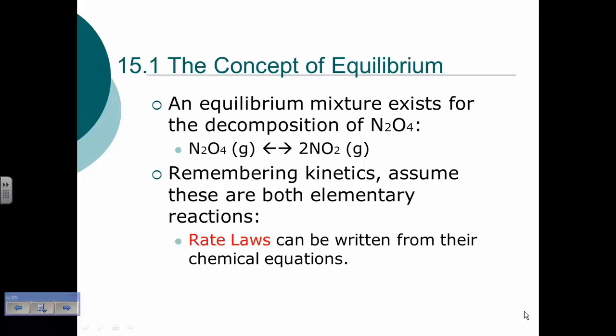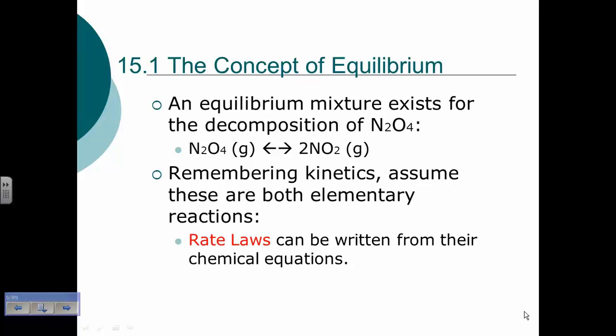Every one of the equations we're studying in a concept called equilibrium are indeed elementary reactions. They may be part of an overall reaction mechanism, but each elementary reaction will be studied in terms of equilibrium. Consider that in terms of its kinetics. We get our rate laws directly from the elementary reactions.